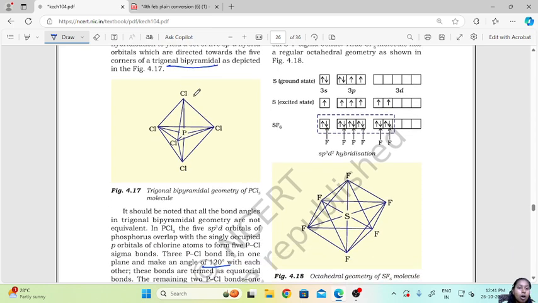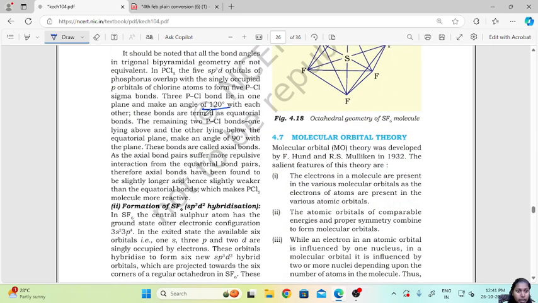The remaining 2 P-Cl bonds, one above and one below the equatorial plane, form an angle of 90 degrees with the plane. These bonds are called axial bonds, since they are present along one axis. Now as the axial bond pairs suffer more repulsive interaction from the equatorial bond pairs, axial bonds have been found to be slightly longer and hence slightly weaker than the equatorial bonds, which makes the PCl5 molecule more reactive.